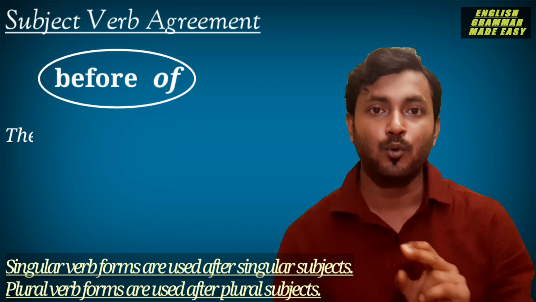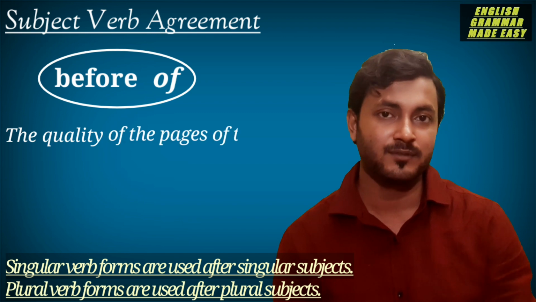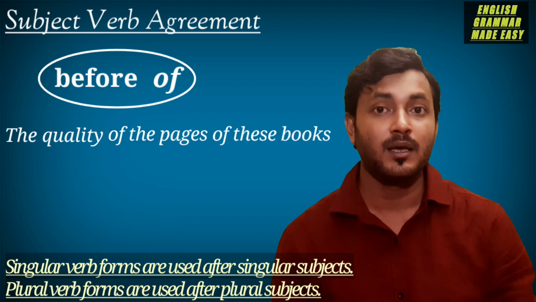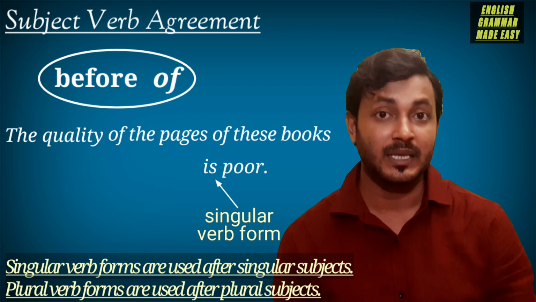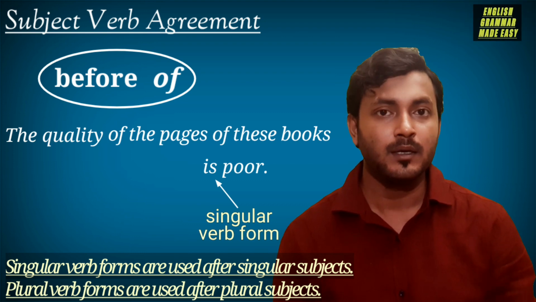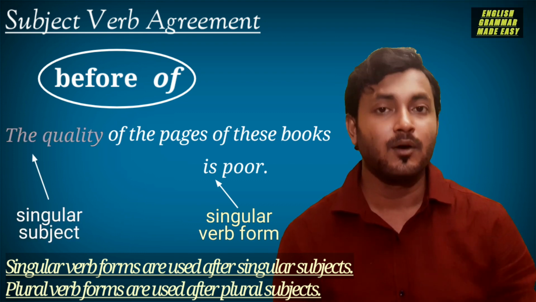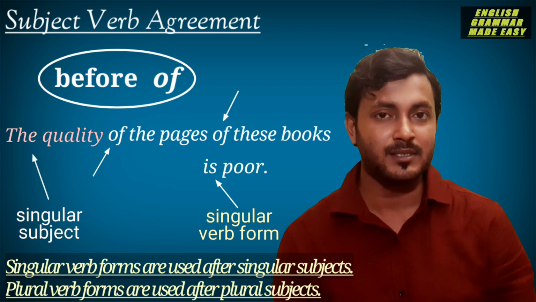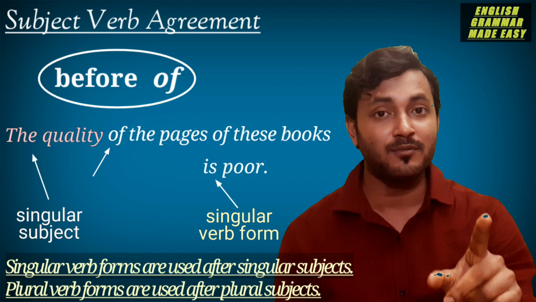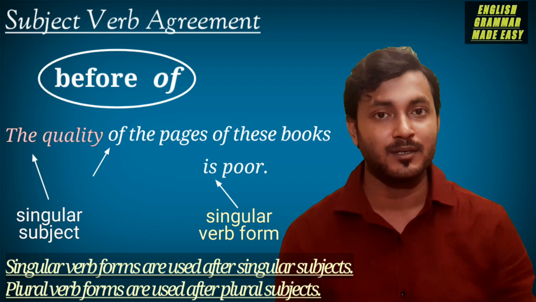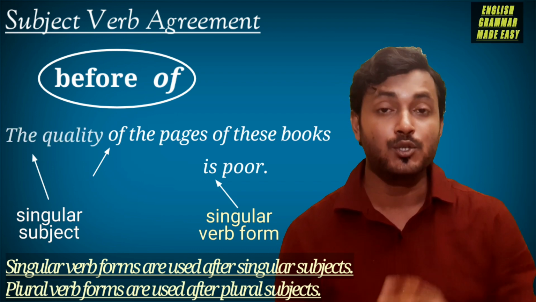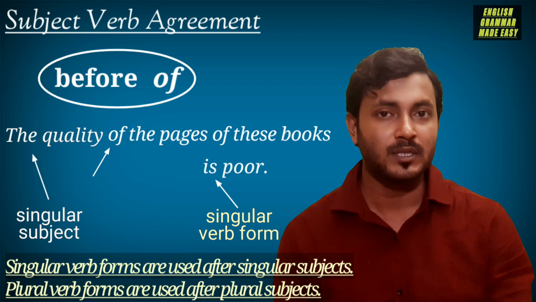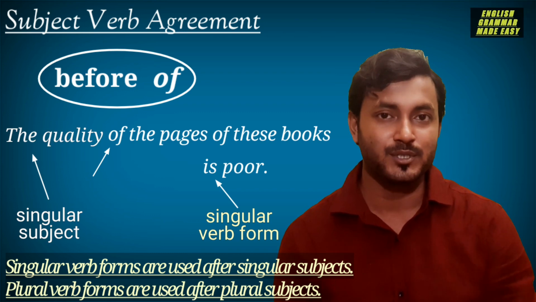Similarly, the quality of the pages of these books is bad, is poor. Why? Your subject is the quality. Obviously, we'll say that of is used 2 times in this case, but we will take the first of and the word written before that. What is written before that? Quality. So your subject is quality, not the pages, not the books.